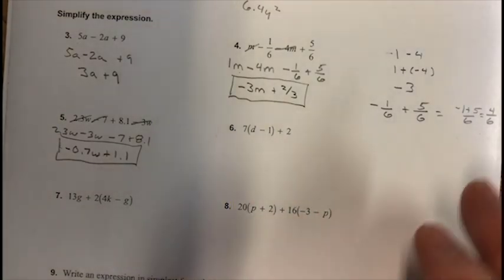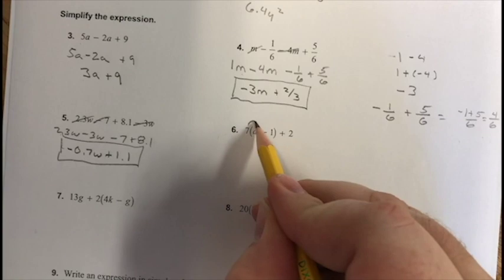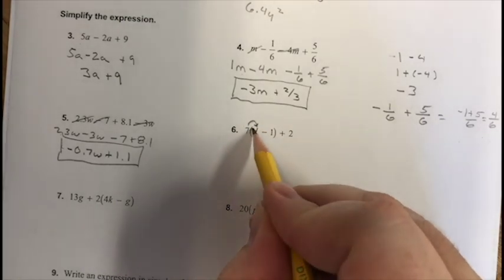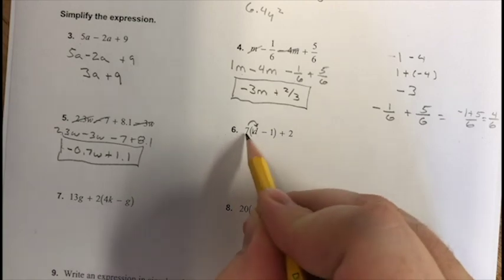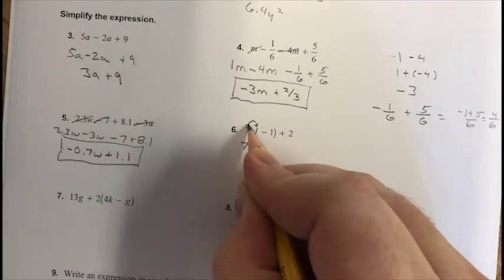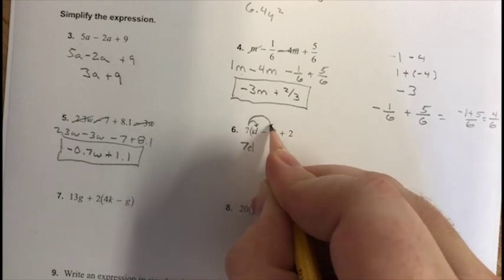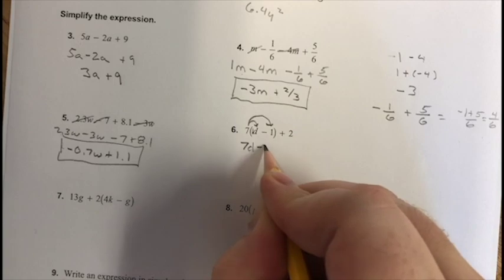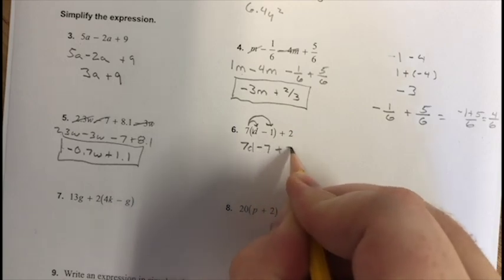Using distributive property. So this 7 can be multiplied by this d. Well, what's in front of that d? An invisible 1. All right, so 7 times 1d is going to give me 7d. And then I'm going to take that 7 and multiply it by the negative 1. 7 times a negative 1 gives me negative 7 plus 2.